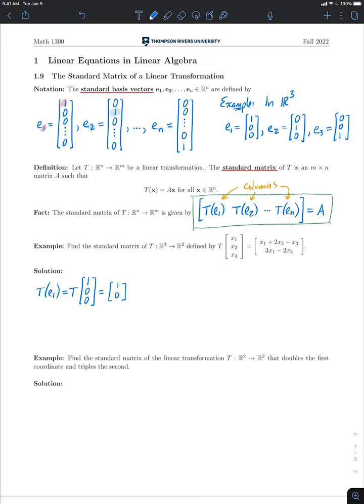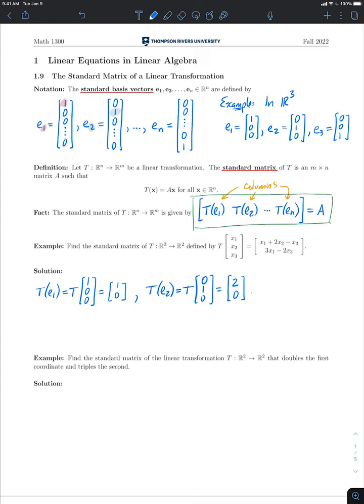Okay, and then T of E2, that's going to be T of 0, 1, 0. So you're plugging in a 0 for x1 and x3, and you're plugging in a 1 for x2. So what's that going to give you? Well, for the first coordinate, you're just going to have 0 plus 2 minus 0. So you're going to have a 2 for the first coordinate, and then you're going to have a 0 for the second coordinate, because x1 and x3 are both going to be evaluated at 0.